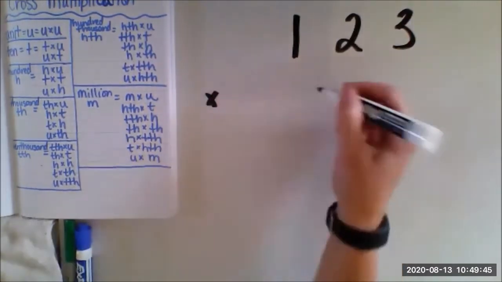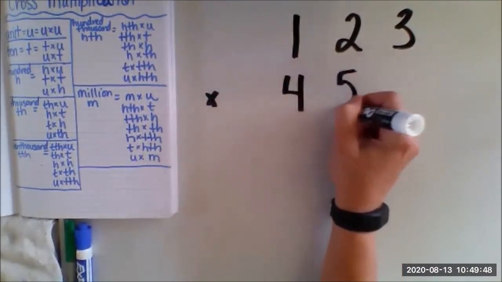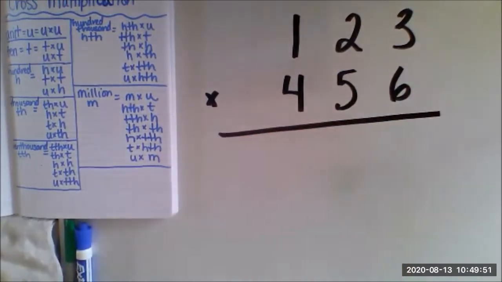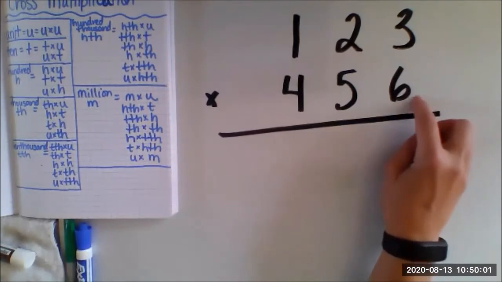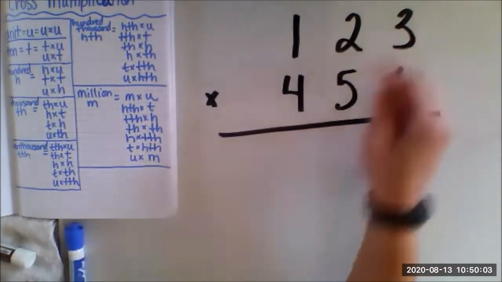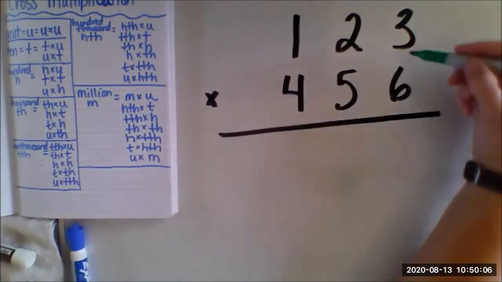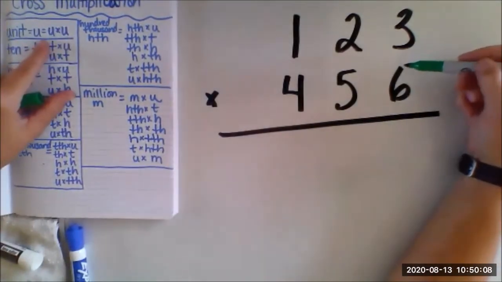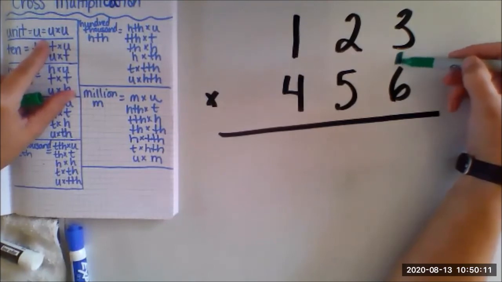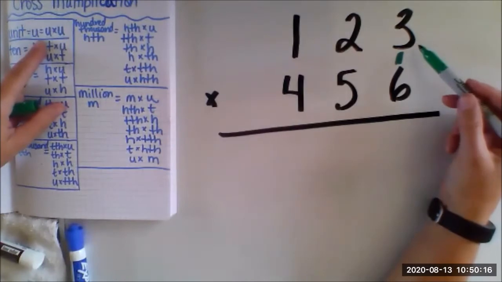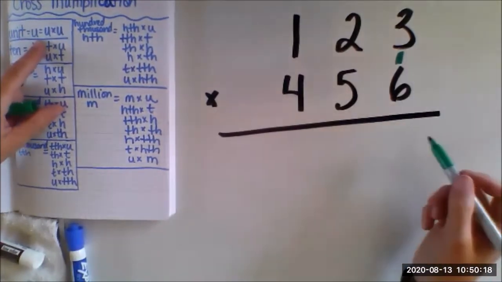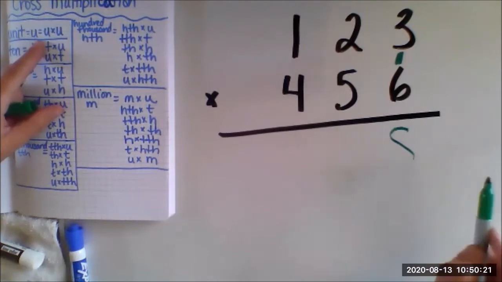And we're going to multiply that by 456. I always like to do numbers like that, like 1, 2, 3, 4, 5, 6. They're fun to do. Okay, so we're going to start with our unit. In this case, we have a unit times our unit. A unit times a unit gives us a unit. Okay, I hope that shows green. It doesn't look black. 3 times 6, Selena. 18. Sorry.